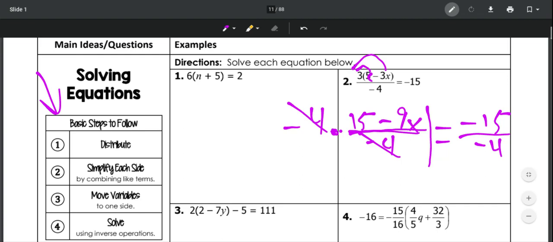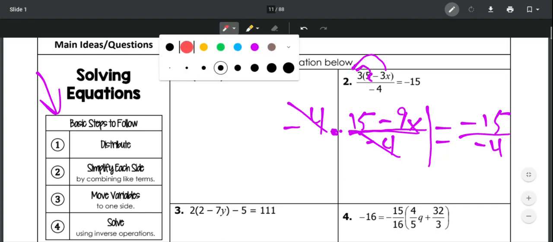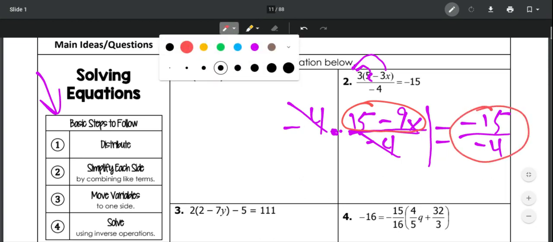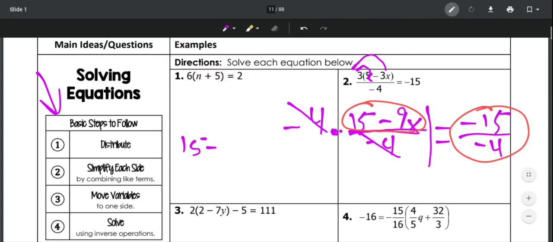And now that's going to leave us with this top piece and this, which we can simplify as we write it. So I'm going to move to the left now. So we've got 15 minus 9x equals negative 15 divided by 4. I don't know if that can simplify. Actually, I just made a common mistake.